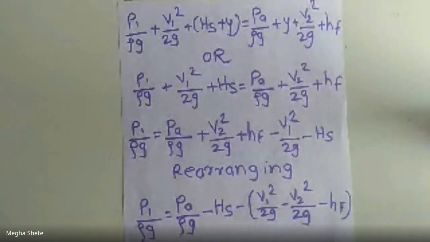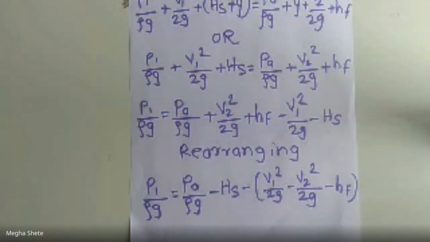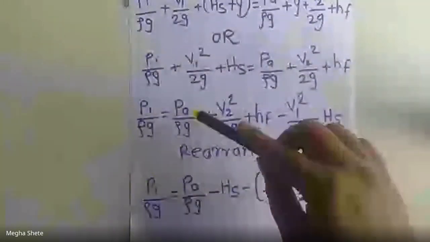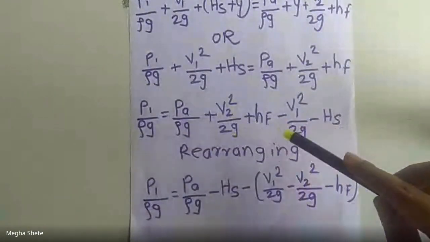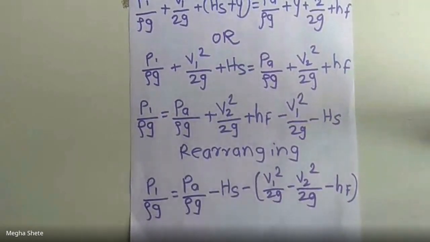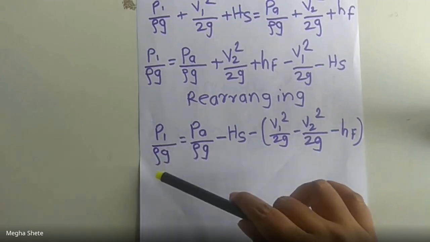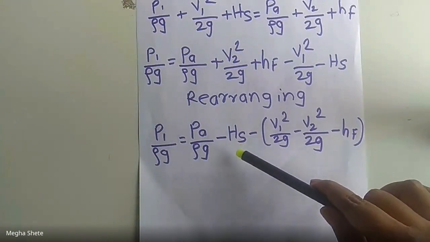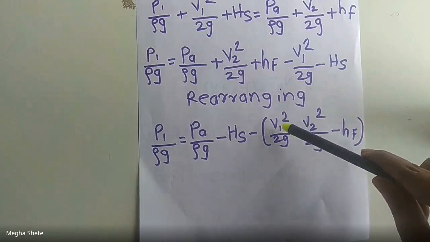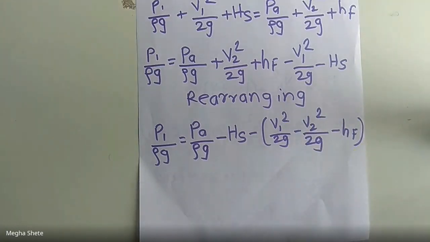Now I want P1 by rho g on one side. Therefore I have written P1 by rho g is equal to PA by rho g plus V2 square by 2g plus HF minus V1 square by 2g minus Hs. Now rearranging the terms, we will get one equation, that is P1 by rho g is equal to PA by rho g minus Hs minus, in bracket, V1 square by 2g minus V2 square by 2g minus HF.